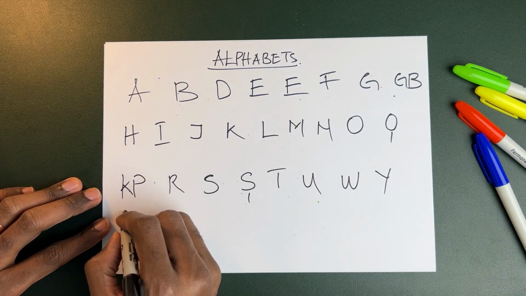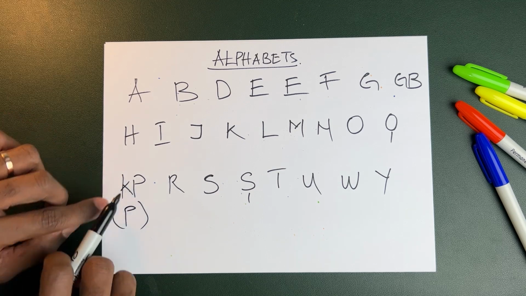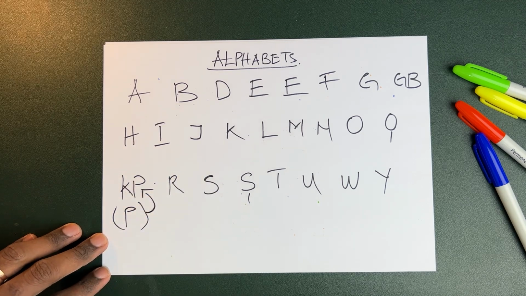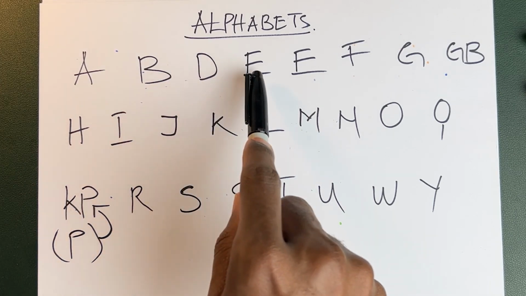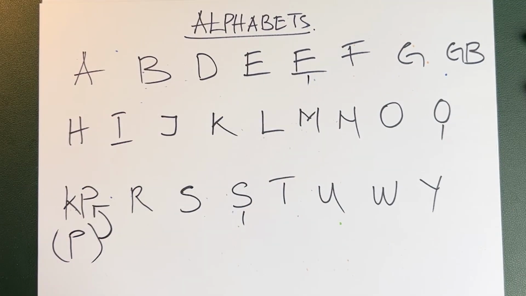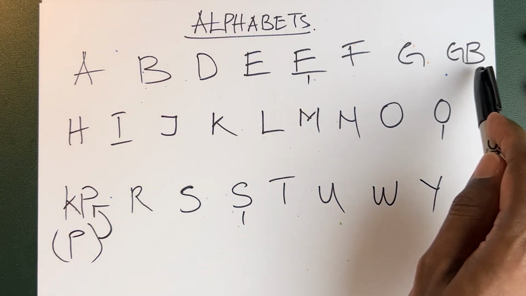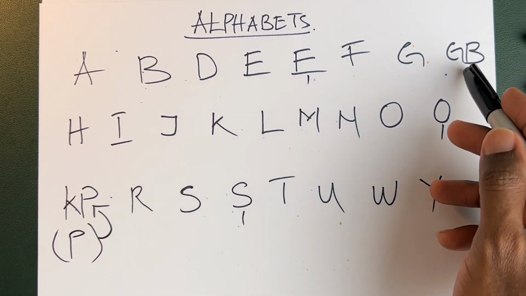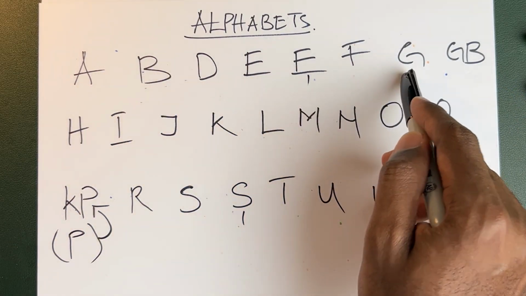Let me just put this here. So it should be the other way around actually. The alphabet P is pronounced as that. So if we go from the start, we have A, B, D, A. Forgot to put the accent under there. A, B, D, A, E, F, G, B. So with this sound, you pronounce the G and B together.